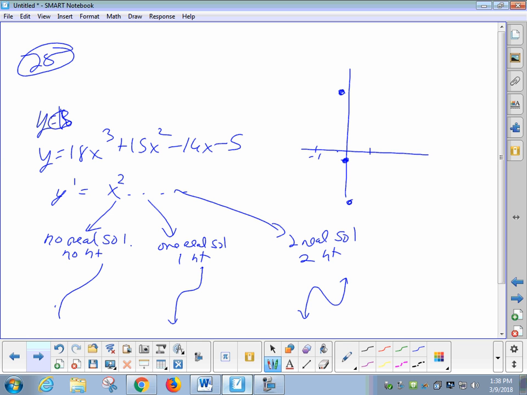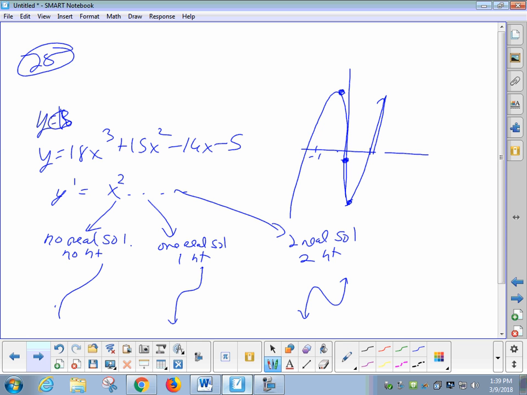You follow? Just hit the min and the max. Maybe throw in the y-intercept for fun. Oh, good. And then, you know what? Inflection. Where is the inflection point?